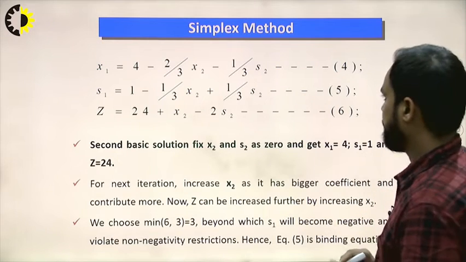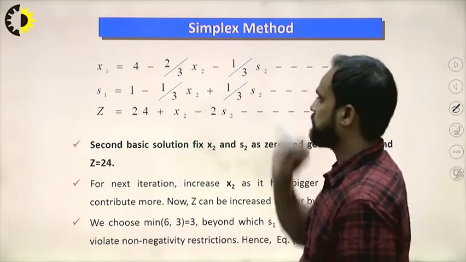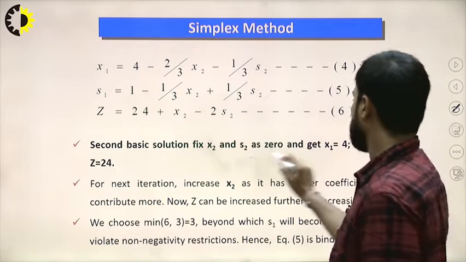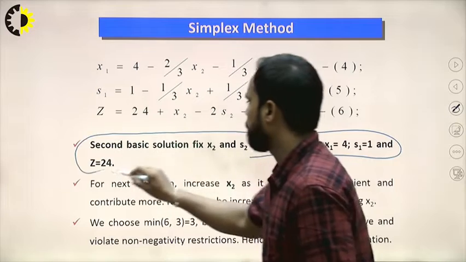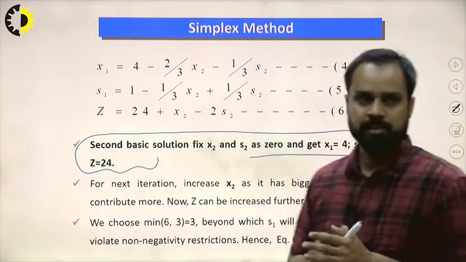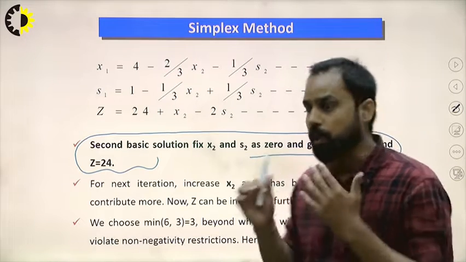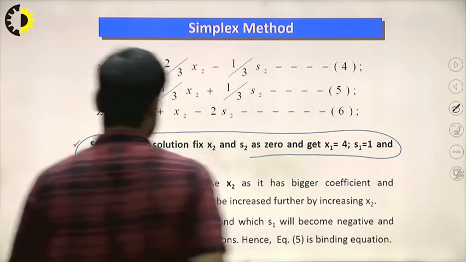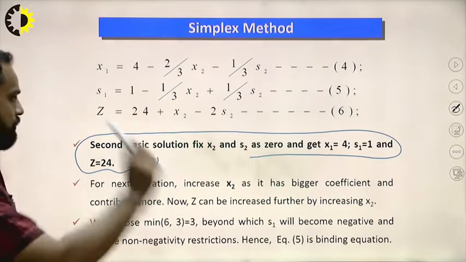After that, now the equation is in these terms. Now it is the second basic feasible solution we have obtained here. Initial is called the first basic feasible solution, and this is called the second basic feasible solution. Now another interesting thing, we have chosen x1 already.